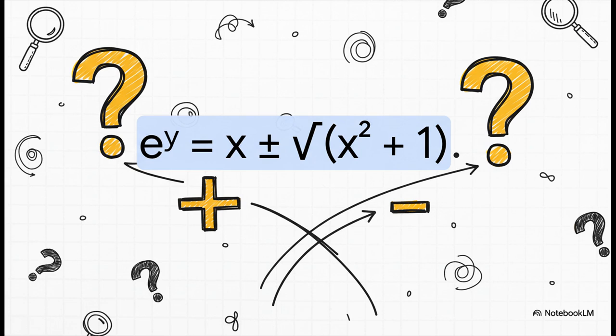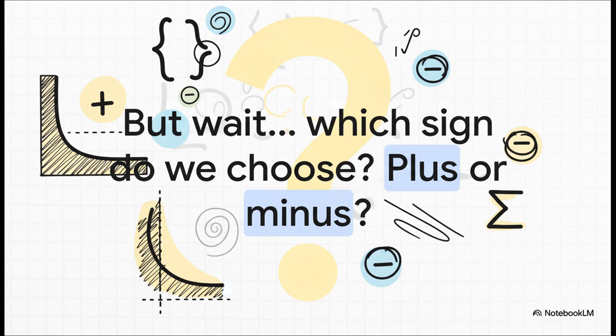Our term e to the y equals x plus or minus the square root of x squared plus 1. But hold on a second. See that plus or minus? That's a new puzzle. We've got two potential answers, but a function can only give us one. So now we're at a crossroads in our investigation. Which path do we take? The plus or the minus? We can't just guess. We need to find one more piece of solid evidence to make the right call.